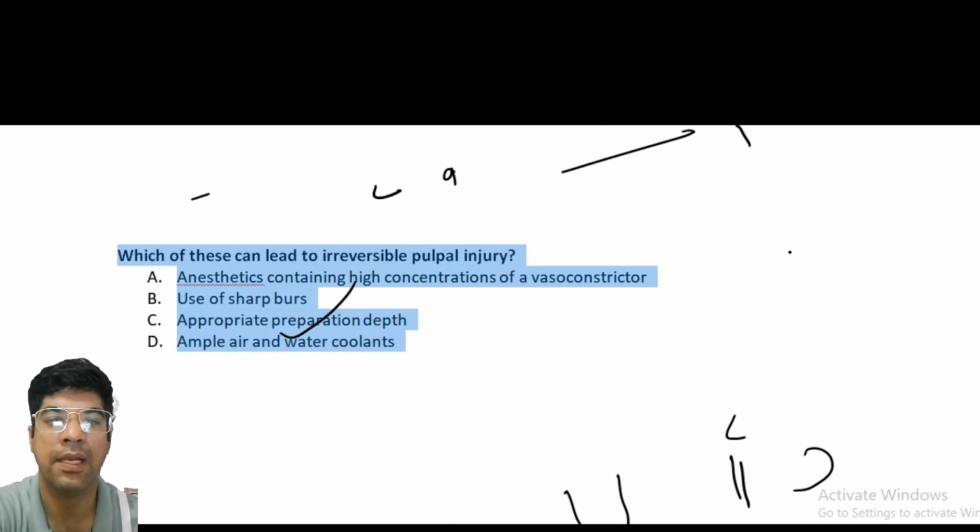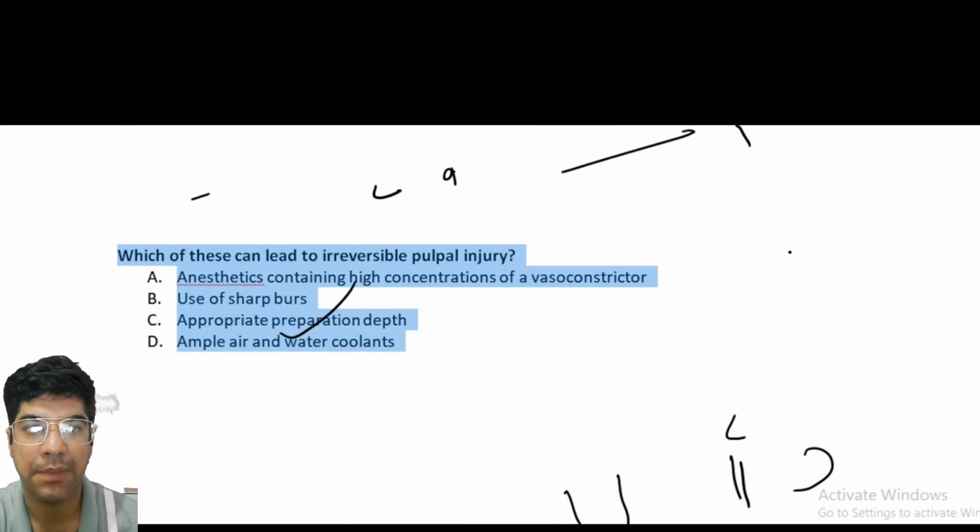Which of the following can lead to irreversible pulp injury? Well, an anesthetic that contains a high concentration of vasoconstrictor, like epinephrine, can lead to irreversible pulpal injury if used improperly. Vasoconstrictors are added to anesthetic to prolong its action and reduce bleeding during the dental procedure. However, if an excessive amount of anesthetic with vasoconstrictor is injected, that can cause reduced flow to the pulp, which can cause ischemia and could lead to irreversible damage to the dental pulp.